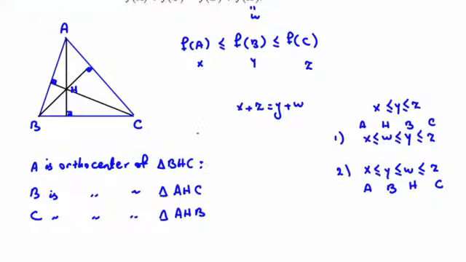So for BHC, for case number 1, let's first consider case number 1. In BHC, we know W plus, the first one plus the last one, equals Y plus X. Okay. And here, if we consider AHC, X plus Z equals Y plus W, which is exactly this one. And the third one, AHB, in the first case, is X plus Y equals W plus Z.